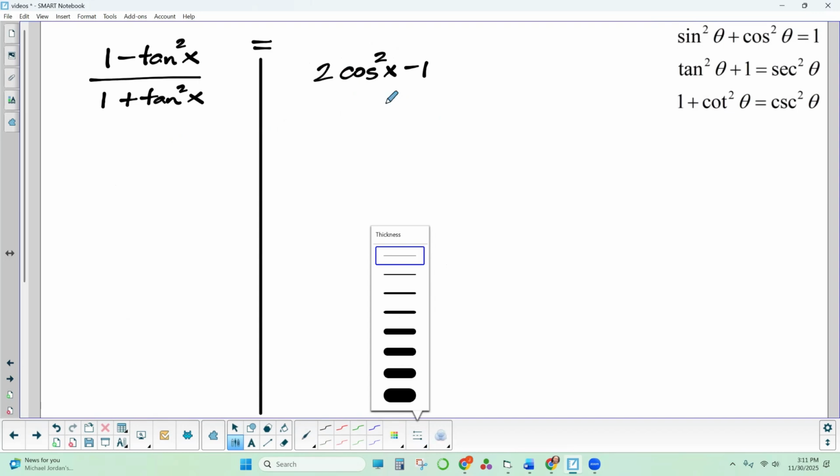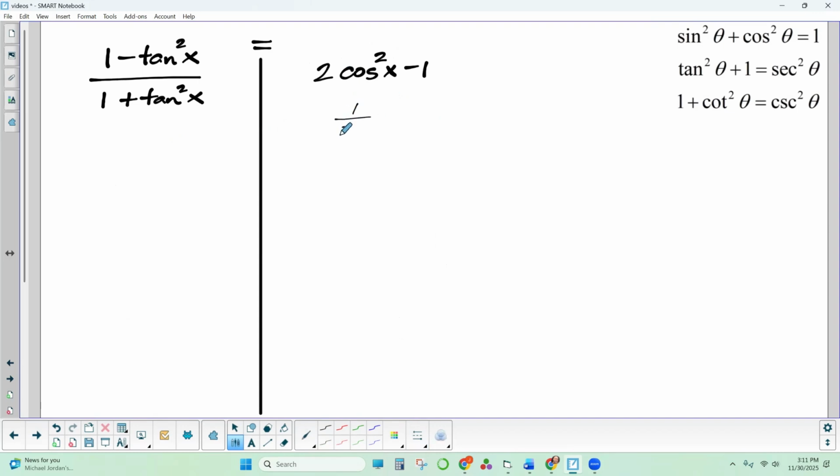If I replace cosine squared x with 1 over secant squared x times 2, I know that what I've got to do here is I've got to get secant squared x, perhaps, on the top and the bottom so that I can replace it with 1 plus tan squared x. So that's the game plan. So, and let me multiply these two together. I've got 2 over secant squared x minus 1.